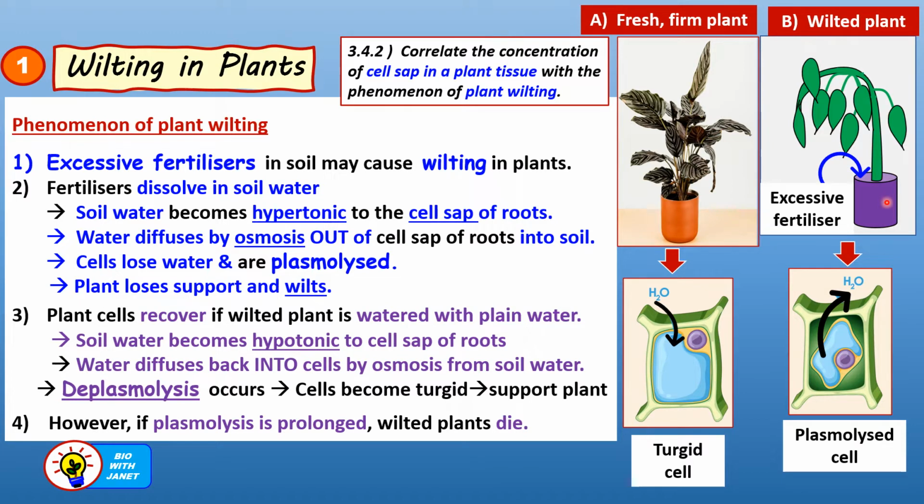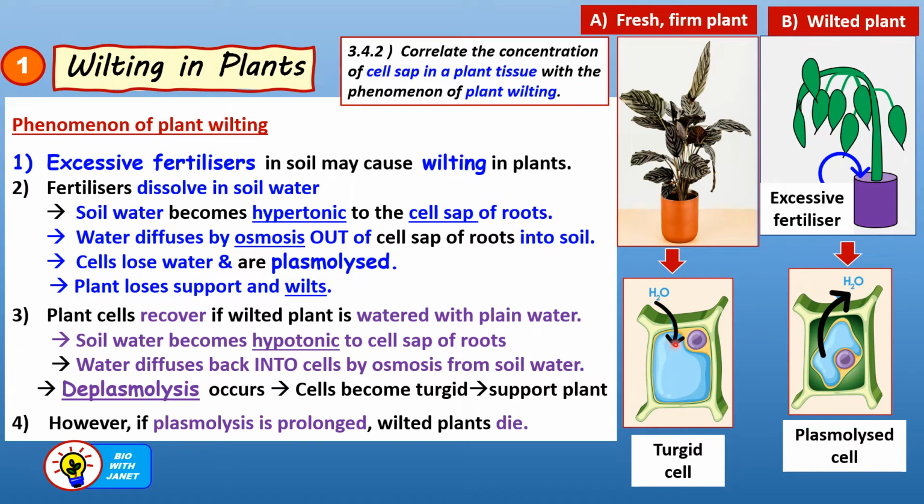And then the vacuole will expand back again, because it has received water. Now this process is called deplasmolysis. That means de- means to remove the plasmolysed condition from the cell. So when deplasmolysis occurs, the cells will become turgid once more, and the plant will regain its support, because each of the cells will then have support again.